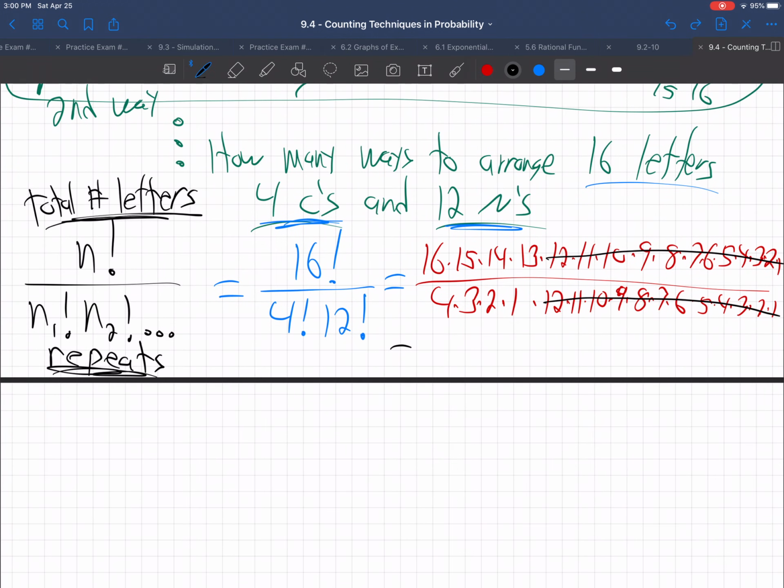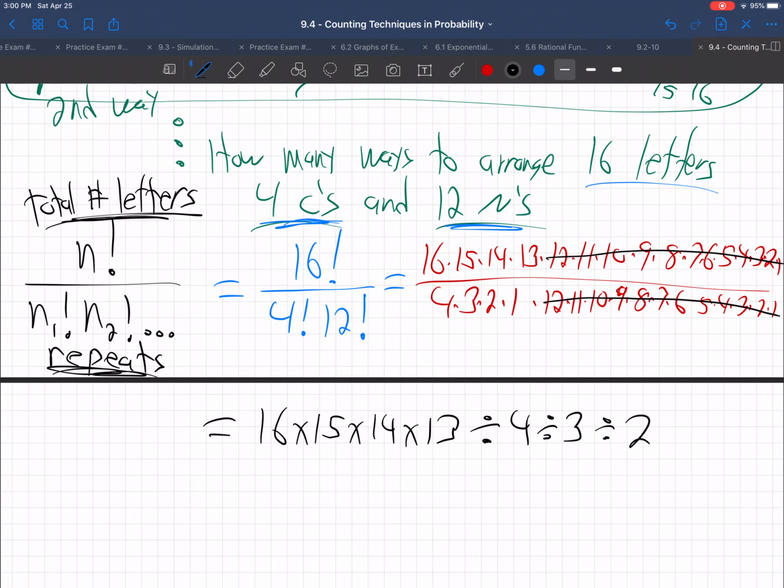Here, I'll bring it down here. Take 16 times 15 times 14 times 13. And then you can just divide by each of the numbers on the bottom. Divide by 4, divide by 3, divide by 2. You don't need to do the 1. It doesn't matter. You could figure all these out in advance, 12, 20, 24, and then just divide by 24. Or you could just divide by them one at a time. It'll work the same either way. Let's do it.